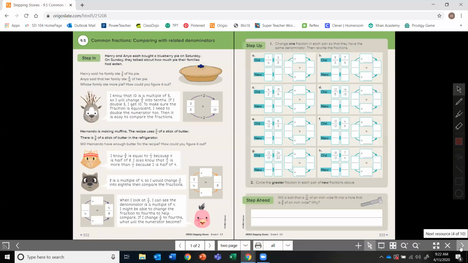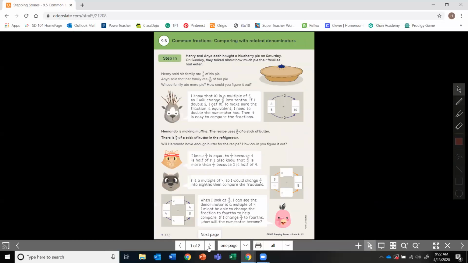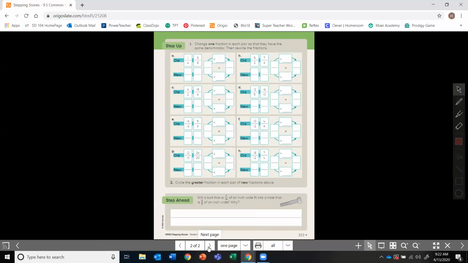Okay, let's go ahead and jump on into the step up problems. All right, let me get this down to one page. We already did that page. We're going to move on to this page. So we now have a set of old fractions, and we're going to create new fractions. Okay, and then we have to pick one of them to fill in the blanks here.